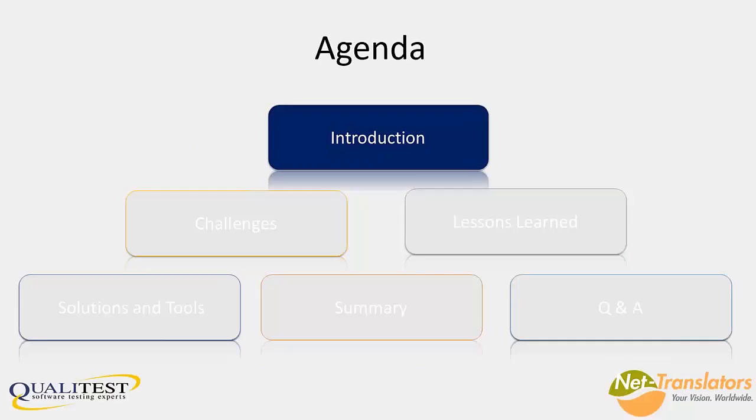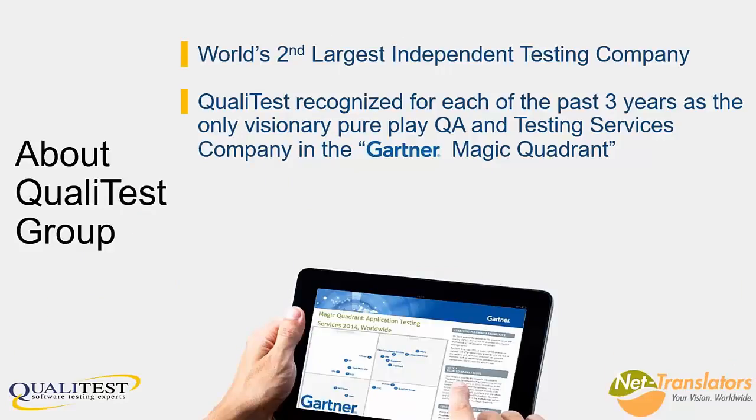Okay, so to quickly introduce ourselves, QualiTest is the world's second largest independent testing company, and we have been recognized for each of the past 3 years as the only visionary pure play QA and testing services company in the Gartner Magic Quadrant.